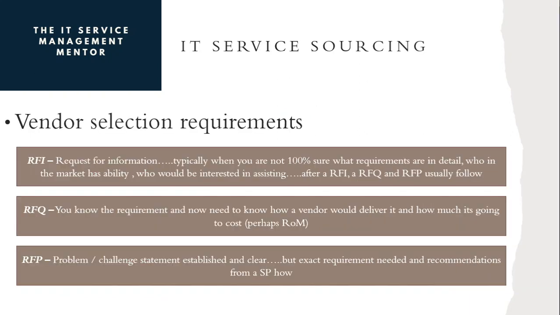When you're going through your vendor selection requirement, you've got an RFI, RFQ, and an RFP. RFI typically is when you're not 100% sure what it is you actually need, but you know you need it. You want to find out who's available in the market who would be available to assist with this, and then typically an RFI matures and grows into an RFQ and an RFP once you start to get more detail.